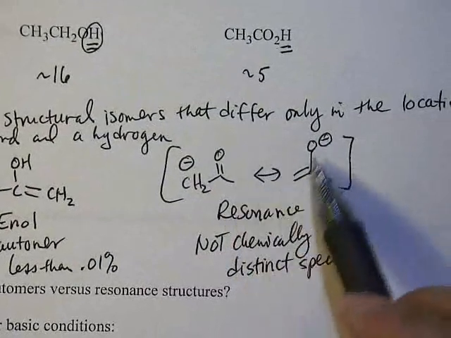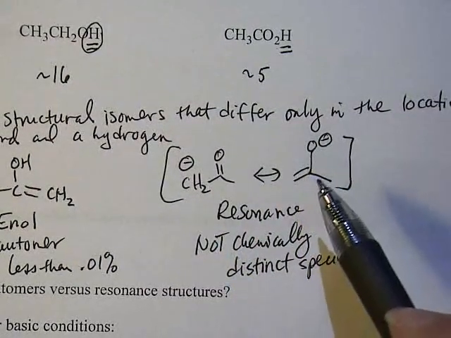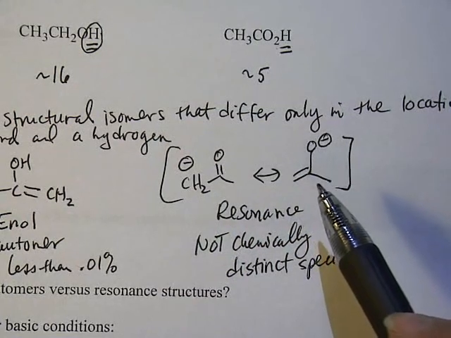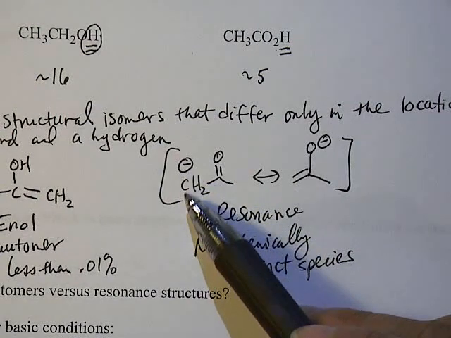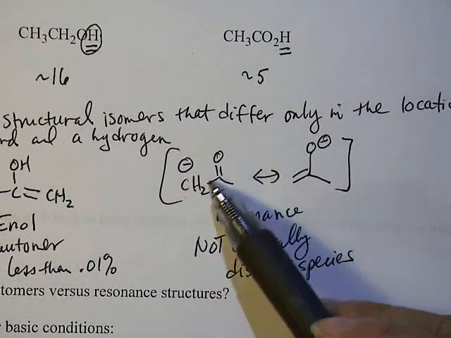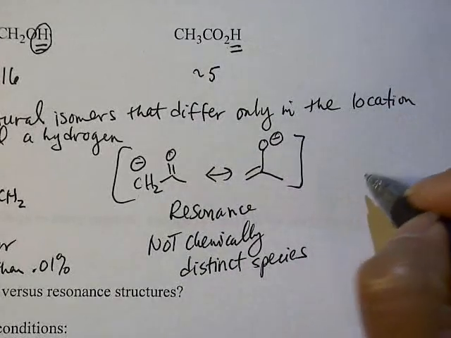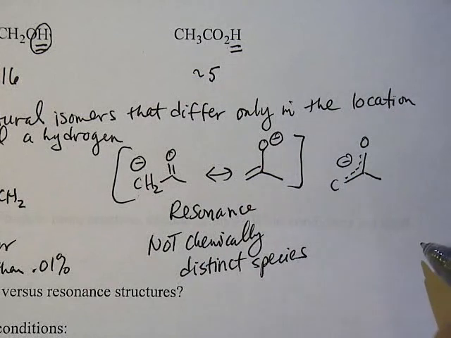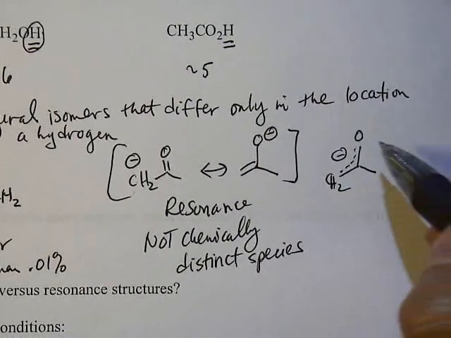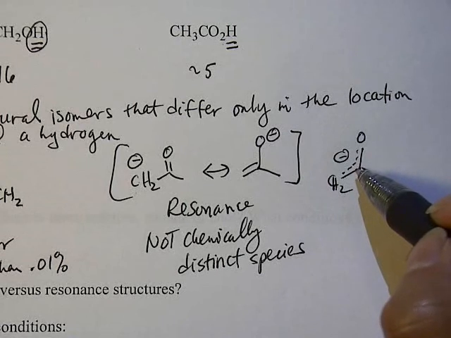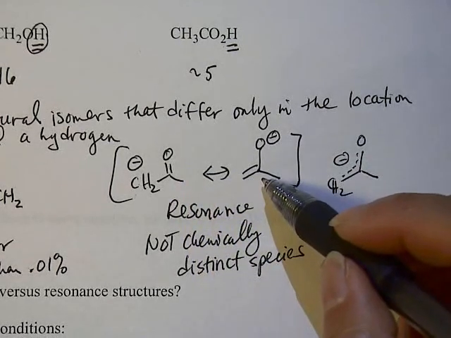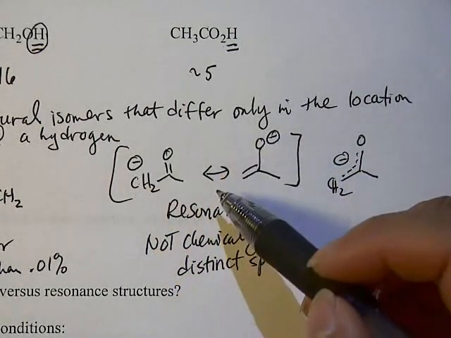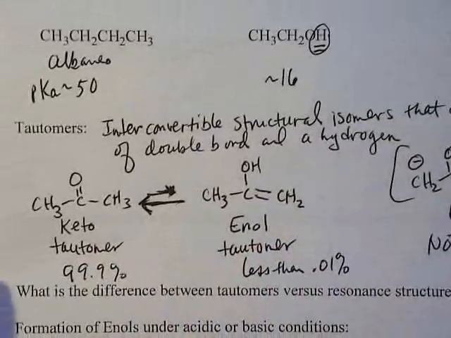Whereas here, the only thing we're showing, because we have a problem drawing with one structure what that compound really looks like, is that the negative charge is not just residing on the carbon, but also on the oxygen. So the more accurate form, if we could draw it this way, is with the negative charge in between, like this. So there's only one distinct species, and we're trying to show where the negative charge resides. Some is on the carbon, some is on the oxygen. That's resonance. But that's totally different from tautomers, okay?